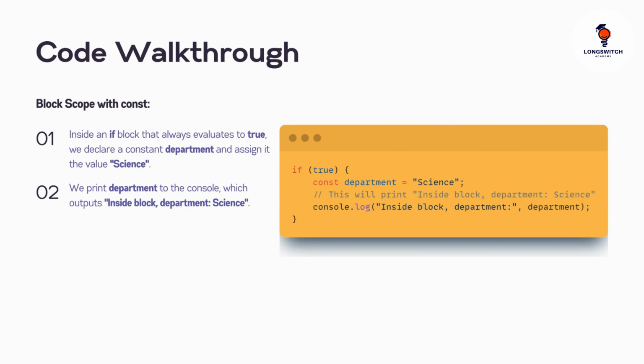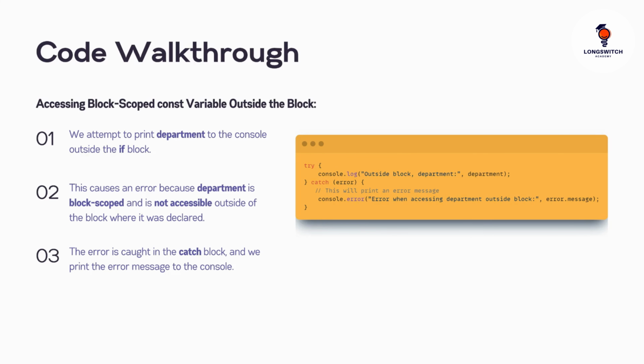Next, in our sample program, we are demonstrating the block scope of the constants in JavaScript. Inside an if block that always evaluates to true, we declare a constant department and assign it the value science. Then we print department to the console, which outputs inside block department science. At the end of our sample program, we try accessing the block-scoped const variable outside the block. We attempt to print department to the console outside the if block. This causes an error because department is block-scoped and is not accessible outside of the block where it was declared. The error is caught in the catch block, and we print the error message to the console.